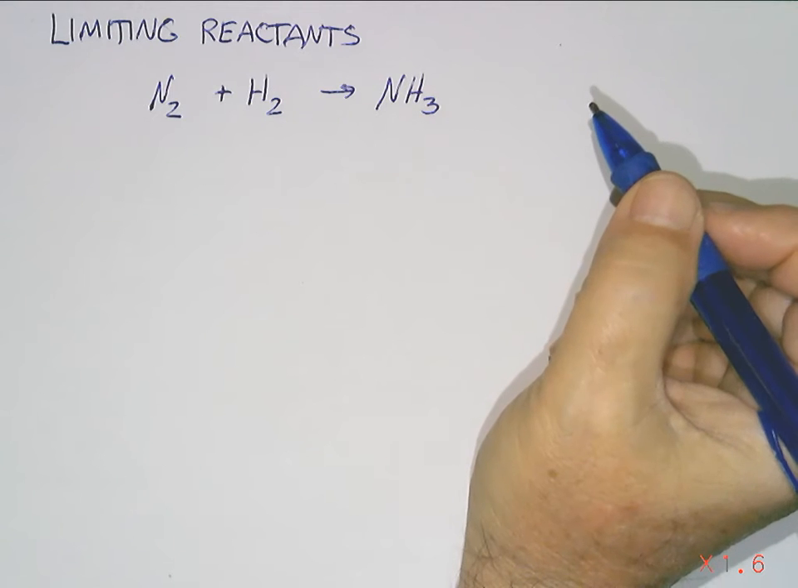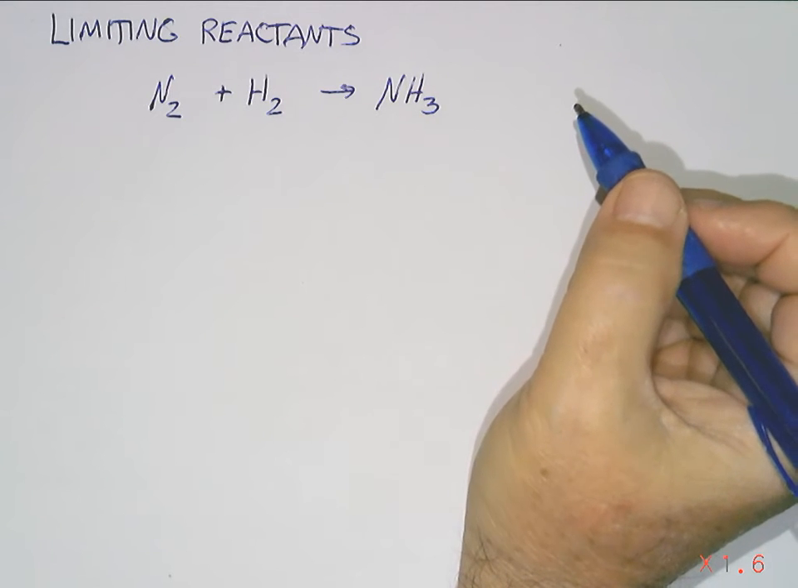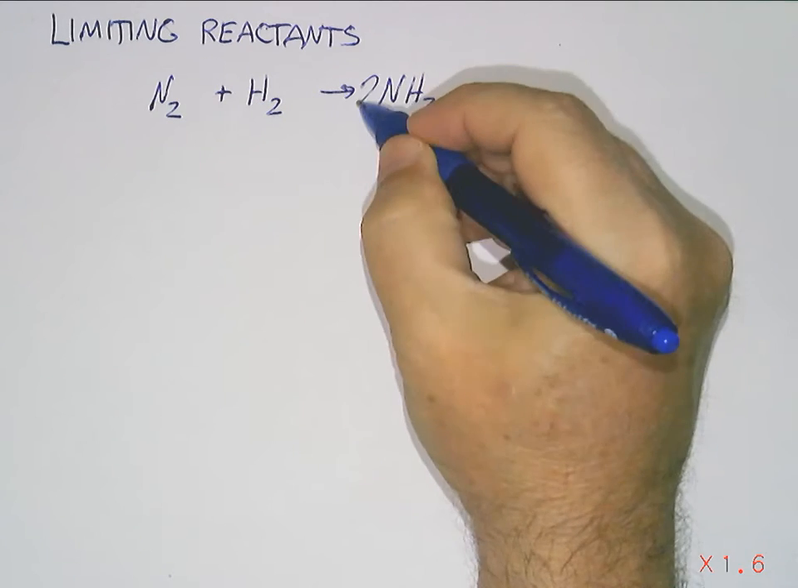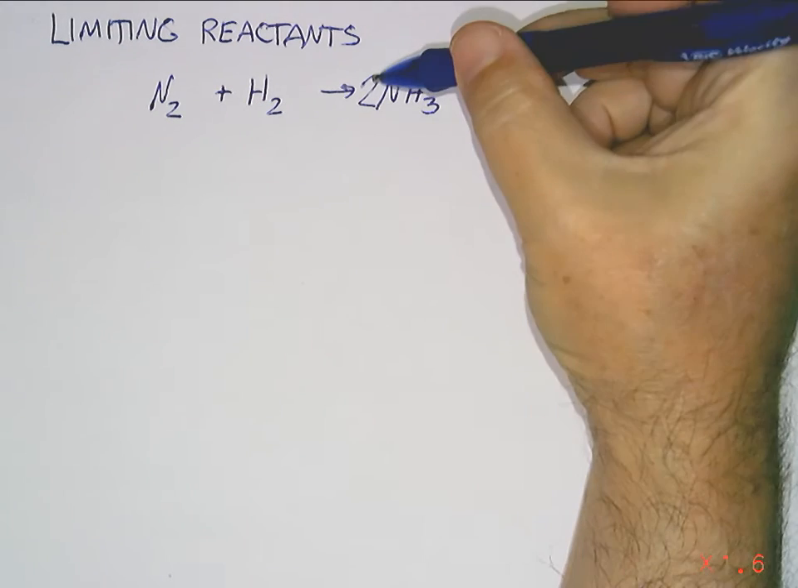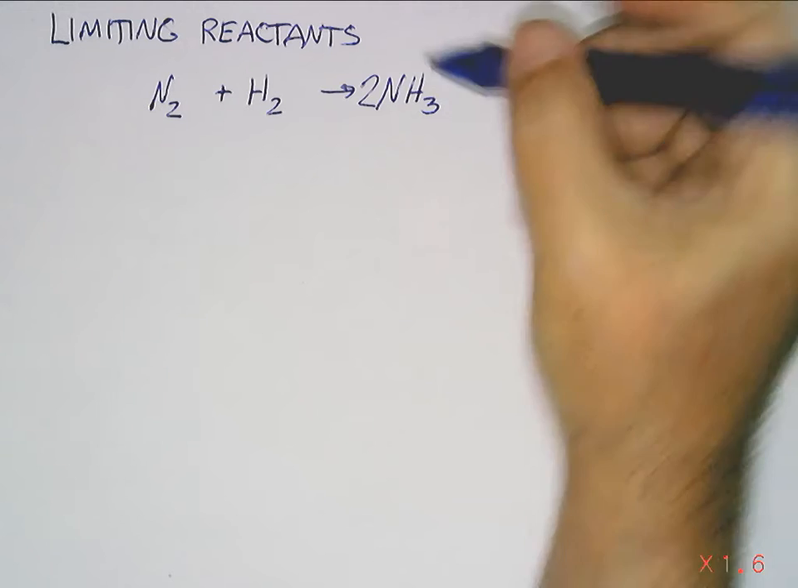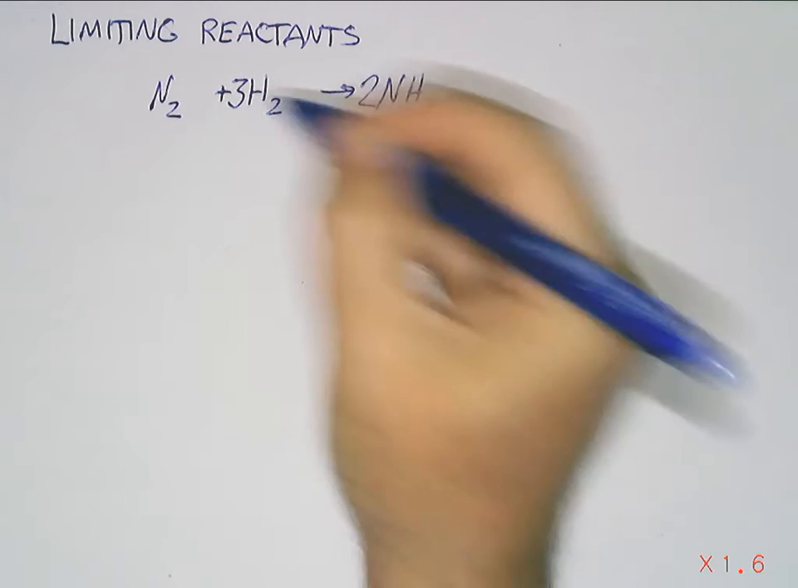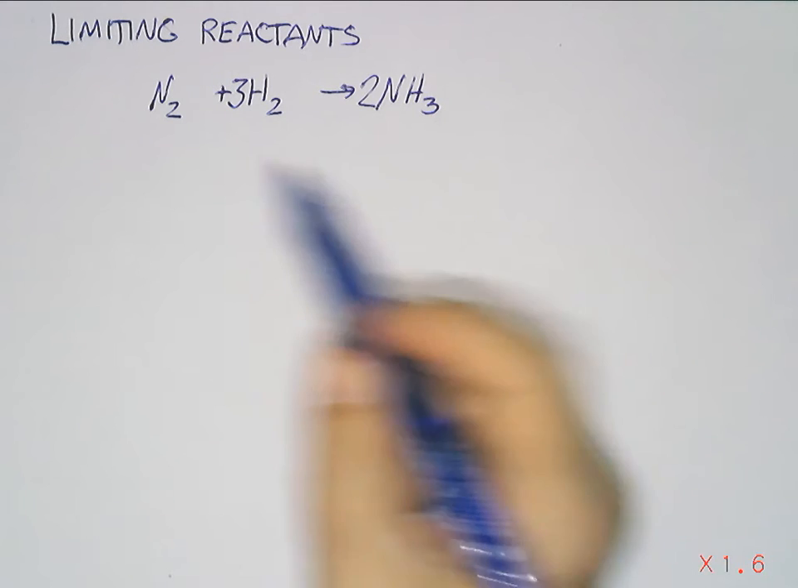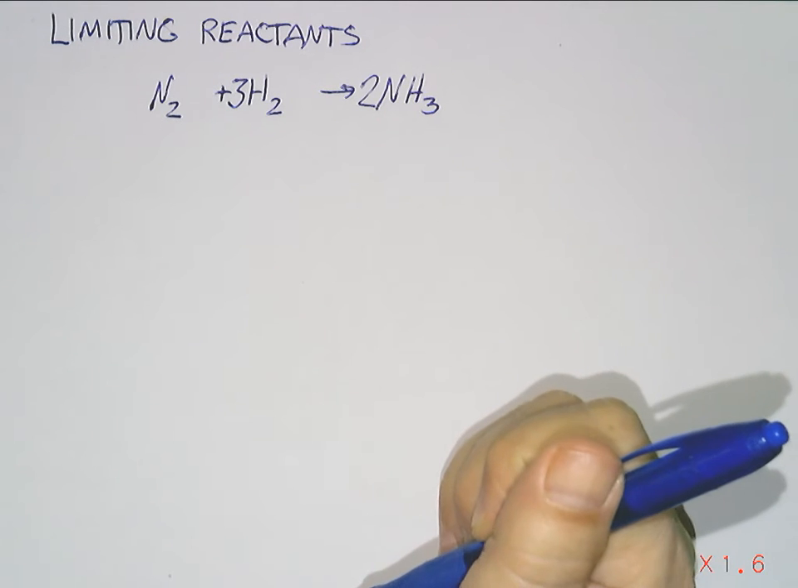Now let's balance this, because we're going to need a balanced equation here. If there's 2 nitrogens on this side, I better put a 2 there. And if I put a 2 there, there's 6 hydrogens on this side, so I better put a 3 there. So there's my balanced recipe for making ammonia from nitrogen and hydrogen.